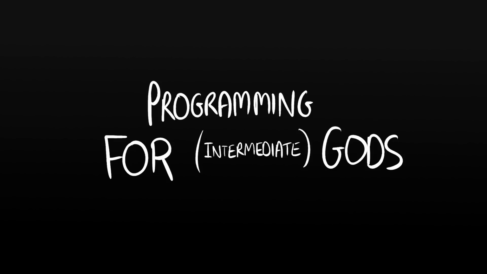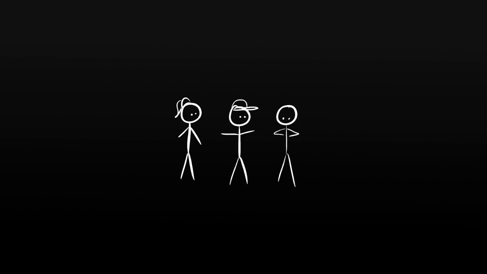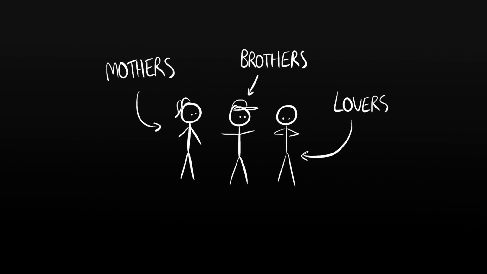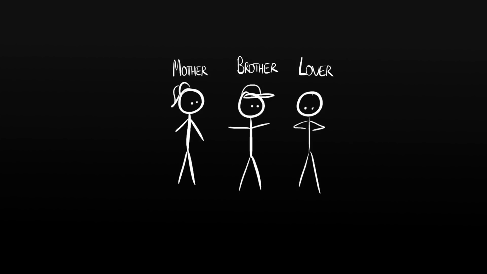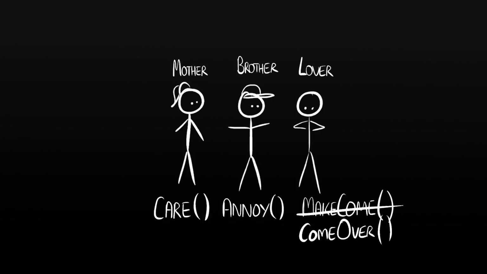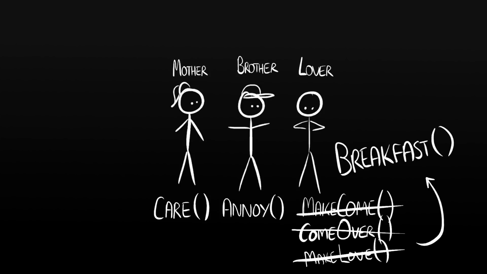Imagine you are a god and you want to write code for humans. Humans come in all sorts of different variations, but you specifically want to write classes for mothers and brothers and lovers. Don't ask me why those particular ones, you're the one who wants them. Mothers need to be able to care for their children, brothers need to be able to annoy their siblings, and lovers need to make their partners come over to their flat at night and make lovely breakfasts in the morning.